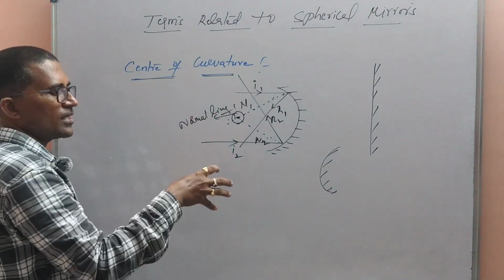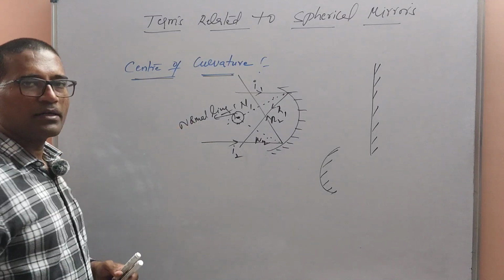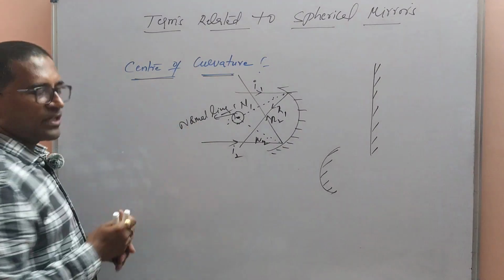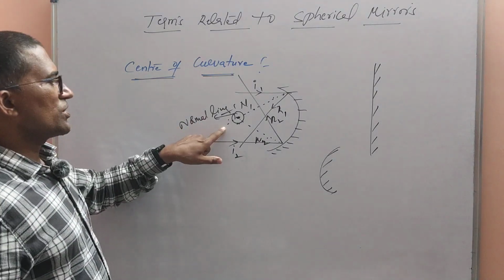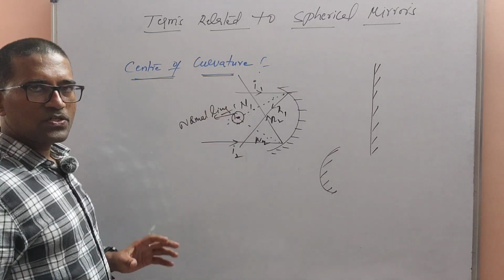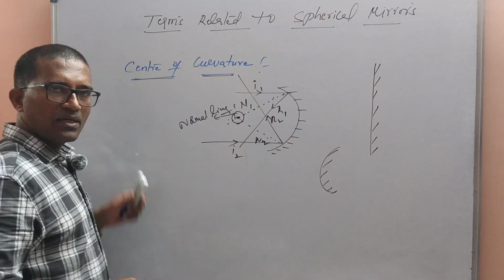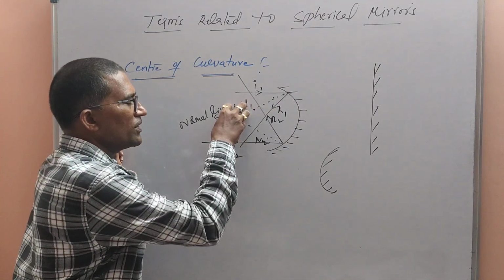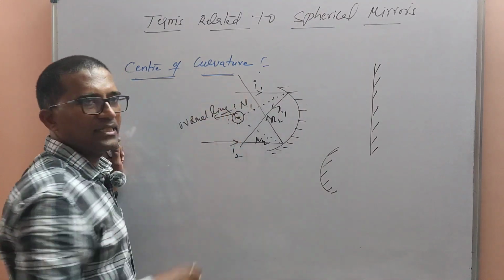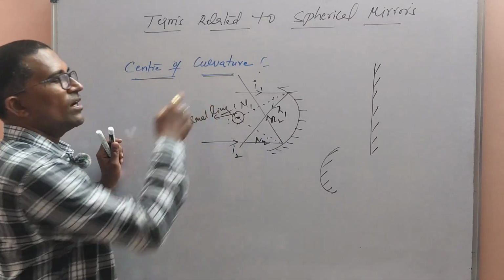But for simple understanding, this is a very easy definition to remember. What is the meaning of center of curvature? The point at which all the normal lines of a reflecting surface will meet. All the normals, the point at which all the normal lines will meet, is generally called the center of curvature.